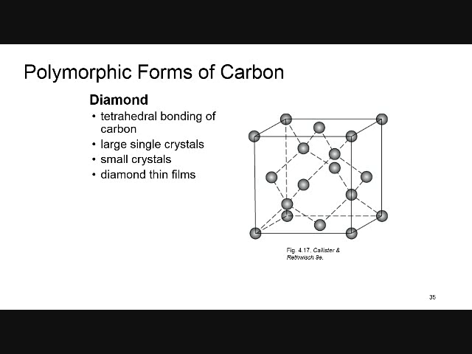There are different types of diamond. Of course, we have large single crystals like gemstones, small crystals that are used to grind or cut other minerals, and there are thin films that can be used as hard surface coating in cutting tools and also medical devices.